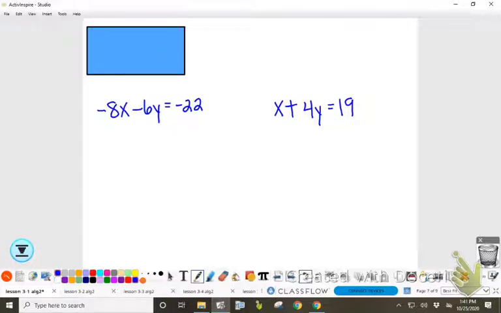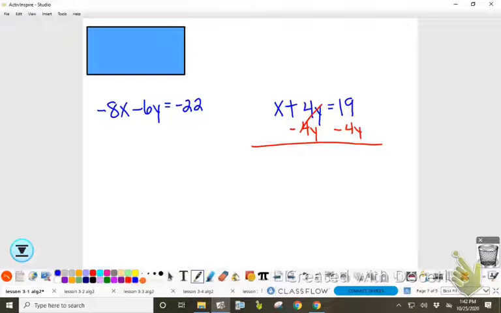Now, I want you to use substitution on this problem, and it might not look like you can use substitution because you don't have the y by itself. Do not get y by itself. That'll give you fractions and it'll be a headache. What you can do is, if you look at this equation, let me highlight it to let you know which one I'm talking about, I can easily get x by itself by subtracting the 4y over.